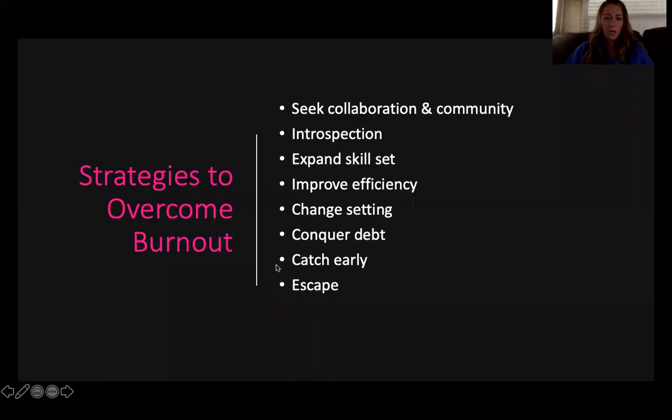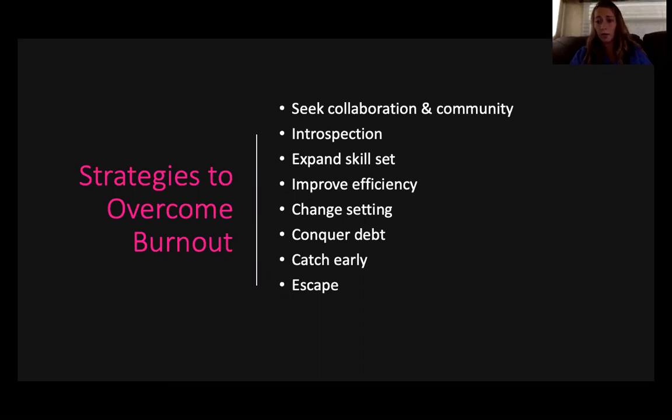Okay. As I mentioned, I would like to share several strategies with you to help you overcome any feelings of burnout that you might have. Number 1, seek community and collaboration. Isolation and loneliness have a direct association with burnout, so it is important to be connected throughout your experiences.